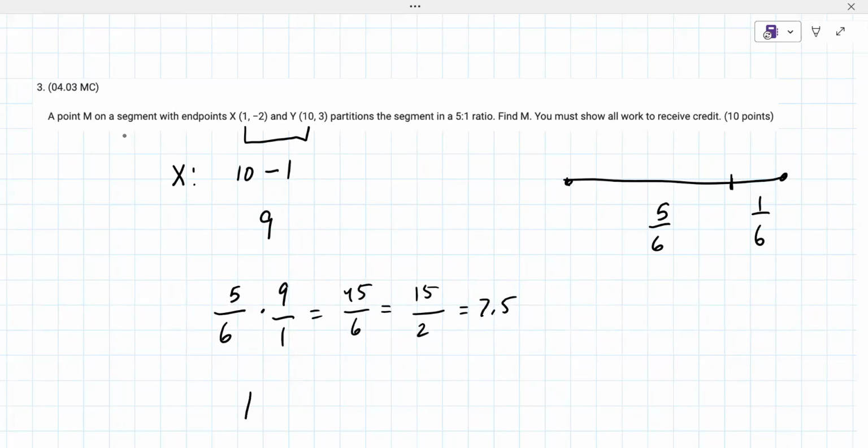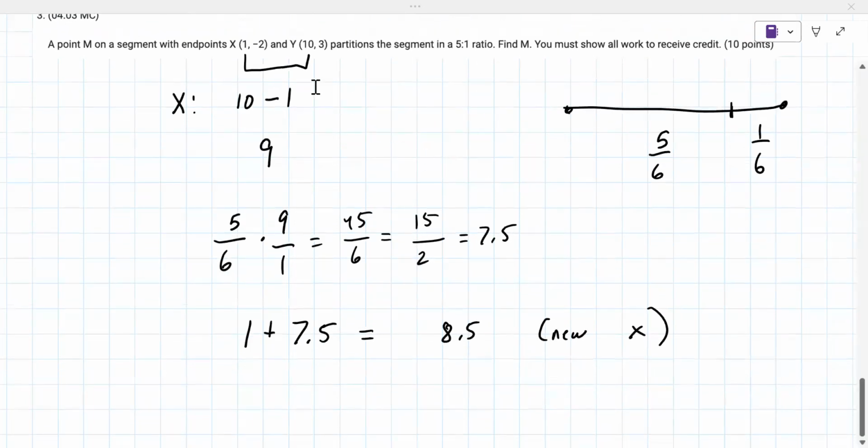Now, what you do with that is you add it. So you take 1 plus 7.5, and that becomes your new x.